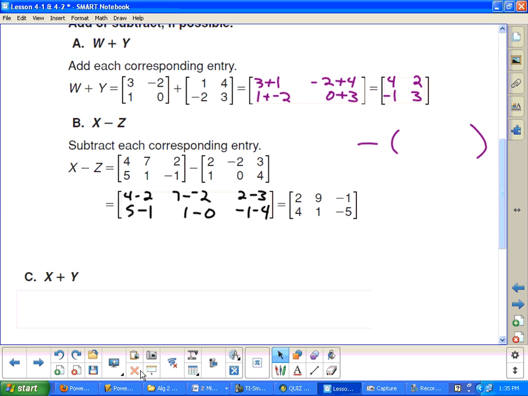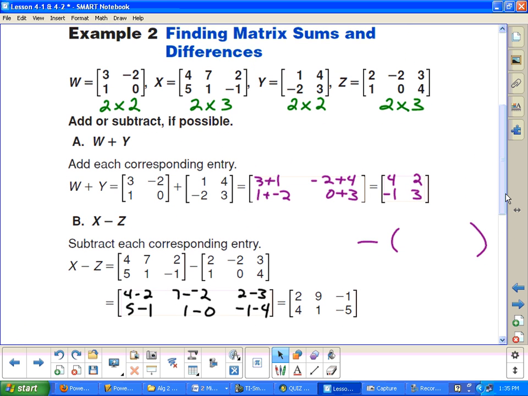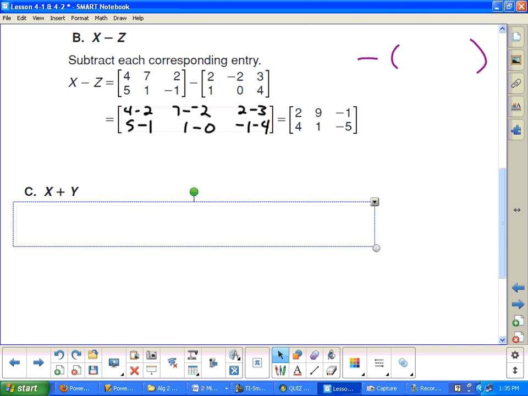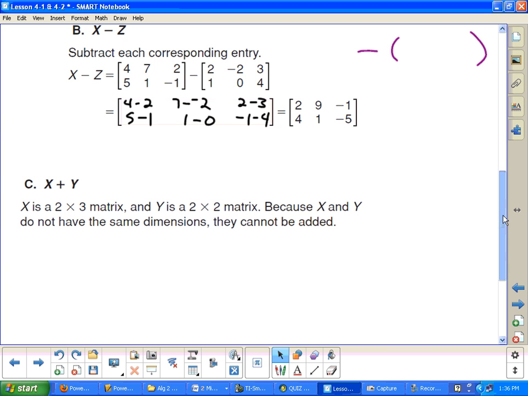And letter C, they want us to add x and y. Can I add x and y? No. They have different dimensions, so we can't. So that's not possible. All you have to say is it's impossible because they're different sizes. You would need to tell me why. You can't just say no. You need to say these are different sizes, so they can't.